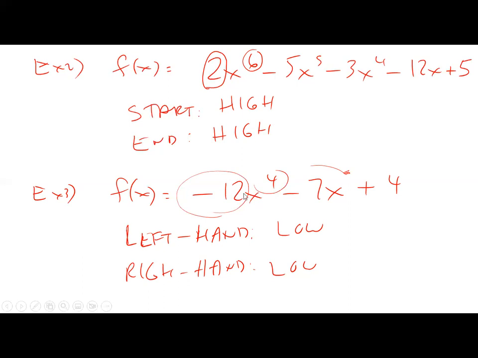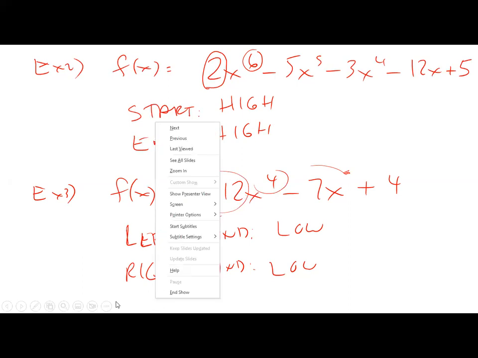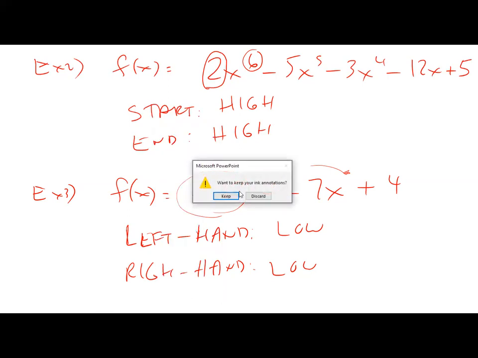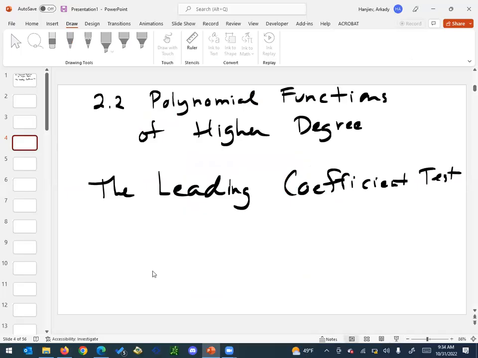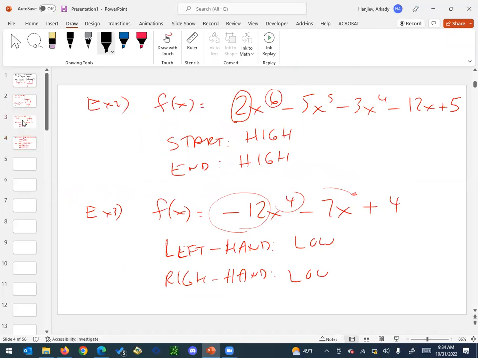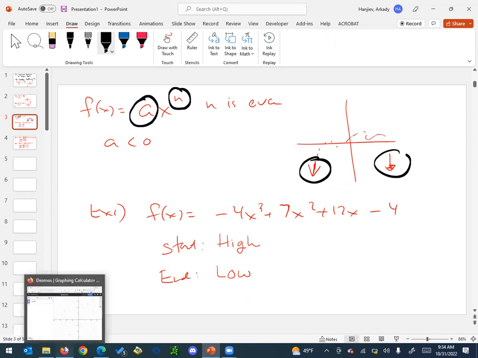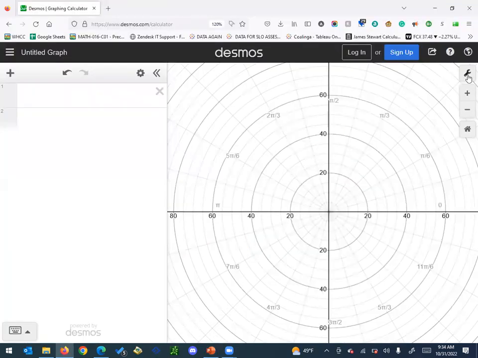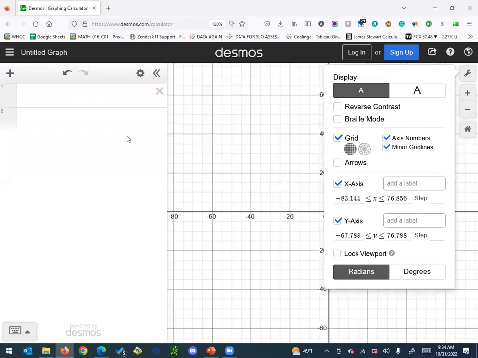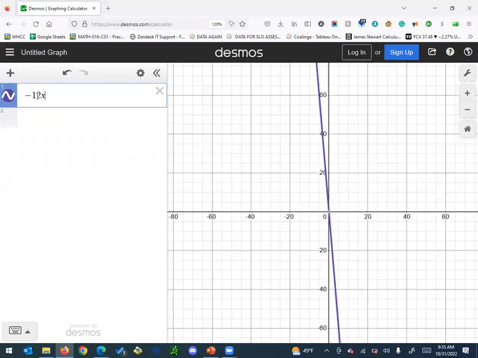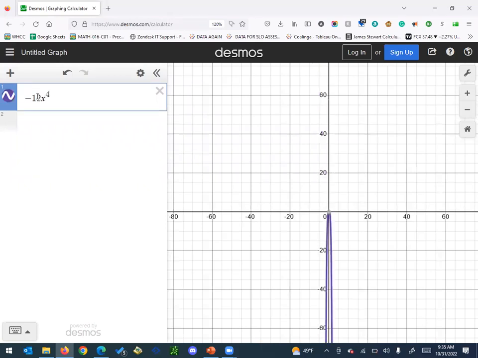Yeah. Let's graph this one here. So negative 12x to the fourth. Let's do it two different ways here. So this would go into this category right here, right? It's a negative number and it's an even exponent. So it should do this right here. Negative number, even exponent. Go back to here real quick. So negative 12x to the fourth. I got that in there.